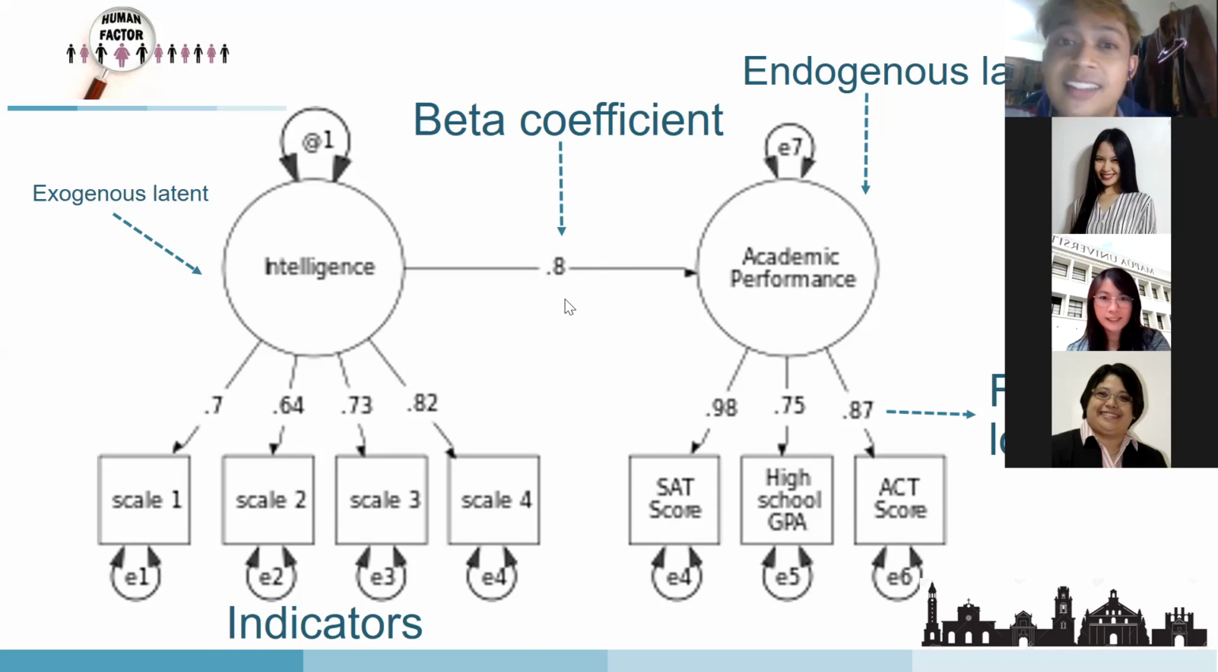Of course, the higher it is, the higher the effect, just like in multiple linear regression. And the latent that is not influenced by another latent, we call it exogenous. This is the endogenous. So far, so good. I think this is quite okay for everyone. It's just an old review of the terminology, I would say.